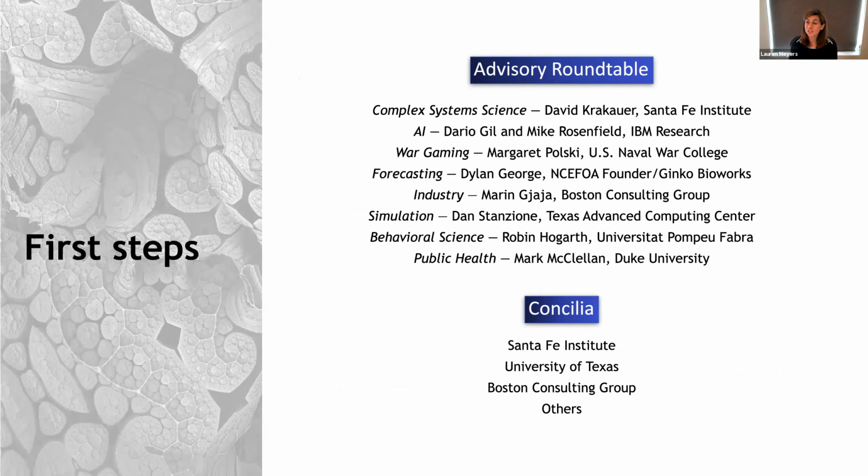So we really have just launched. We have an amazing advisory roundtable of experts in complex systems, in AI, wargaming, forecasting, industry, simulation, behavioral science, and public health. We also are starting to build a network of experts and start pressure testing our ideas and helping us move towards the beta versions of our models through things called concilia, where we're bringing together small groups of experts to talk about how we're going to carry this out and hopefully get them involved in all the activities that I just described to you.